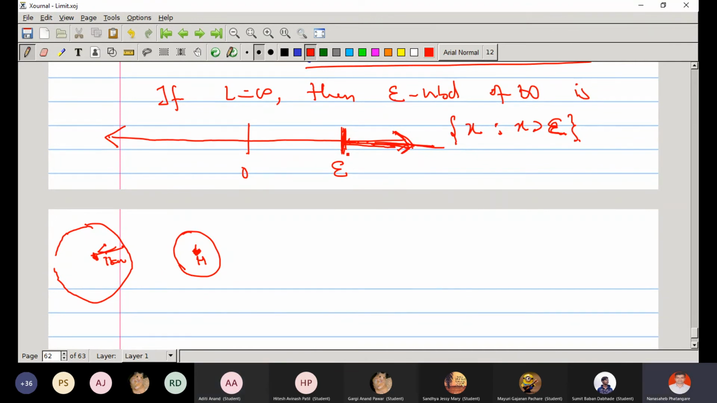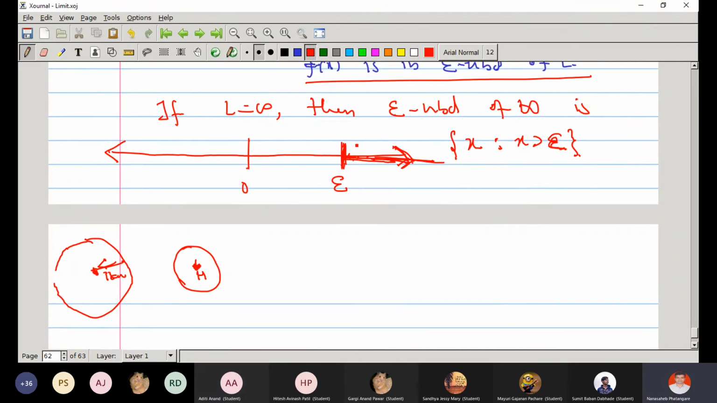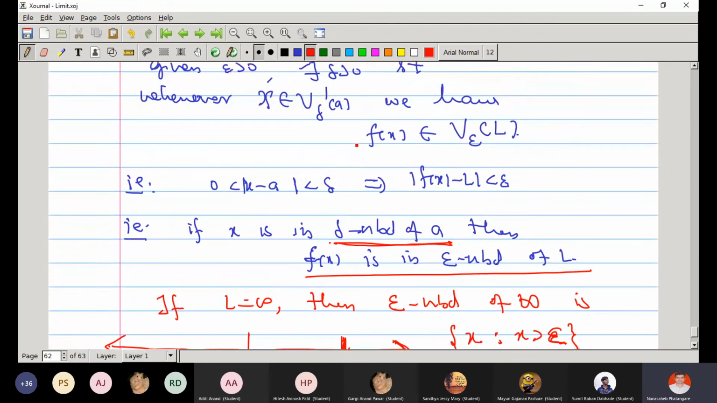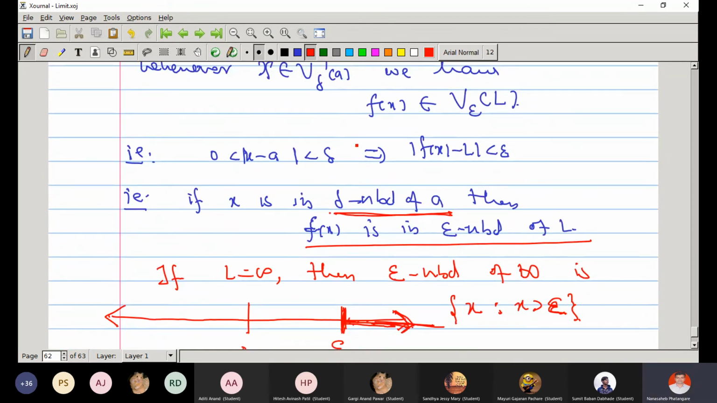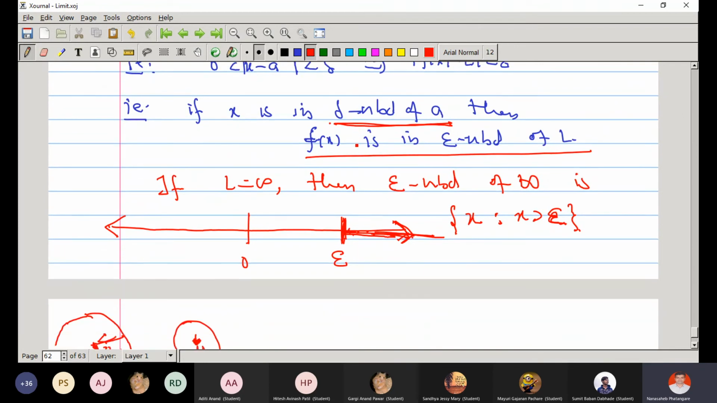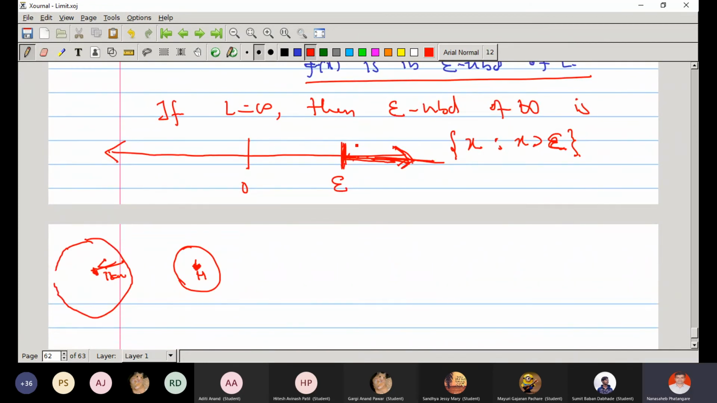Fine. So, in view of this definition of limit, if the limit is infinity, how will you make the definition of limit x tends to a of f of x is infinity? Can I say that this is epsilon neighborhood of infinity? Yes, sir. So how will you make the definition?